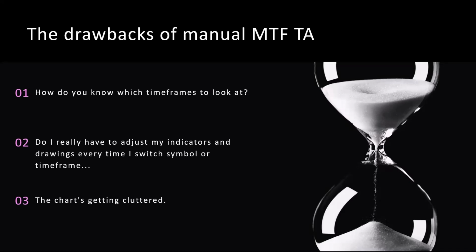So every time you change your chart, you've now got to adjust your indicators and your drawings. All those lines you drew, your channels and trend lines, are now invalid. And when you do all that, it's also hard to keep track of it. Like we spoke of before, the chart is going to get cluttered.